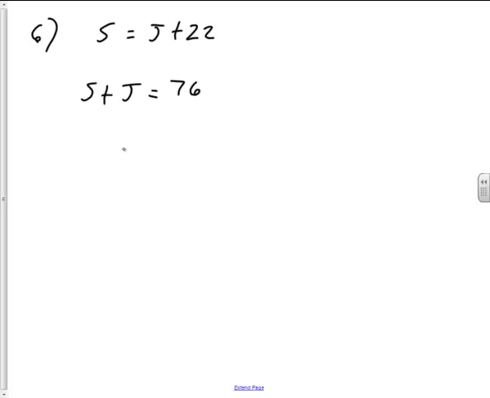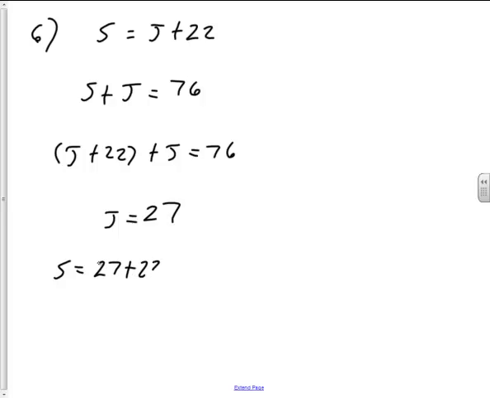So I actually do a substitution here. I substitute in for s, j plus 22, and I'm going to get j plus 22 plus j is equal to 76, and I solve for j, so I end up with j is 27. So if j is 27, s is going to equal 27 plus 22, which will be 49. So I get 27 and 49 will be my answer there.